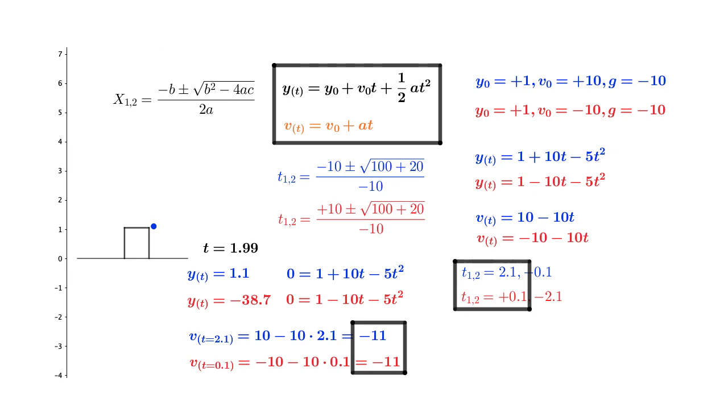Then it took another 0.1 second for the blue ball to hit the ground. Let's look at the animation one more time, and we see that the red ball almost immediately hits the ground, and the blue ball takes another 2 seconds before it hits the ground. I hope everything was clear, and we can move on to the next question.